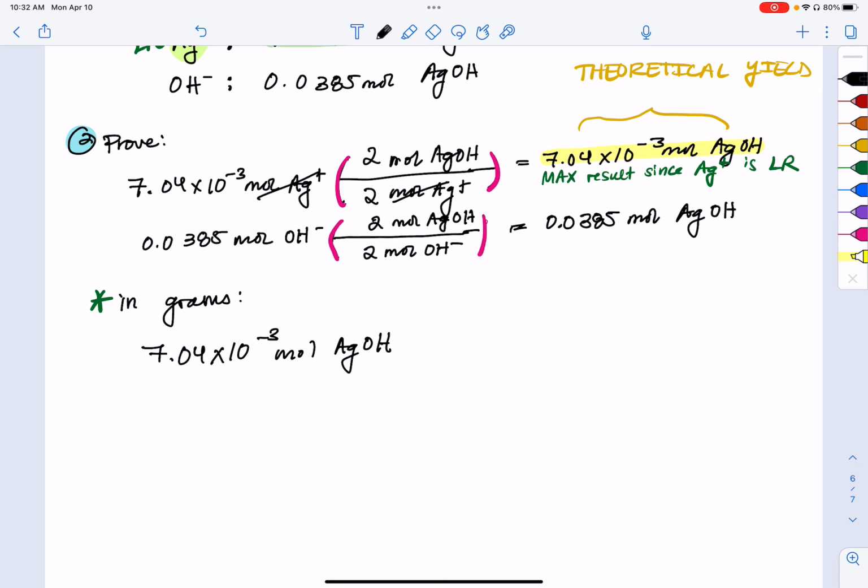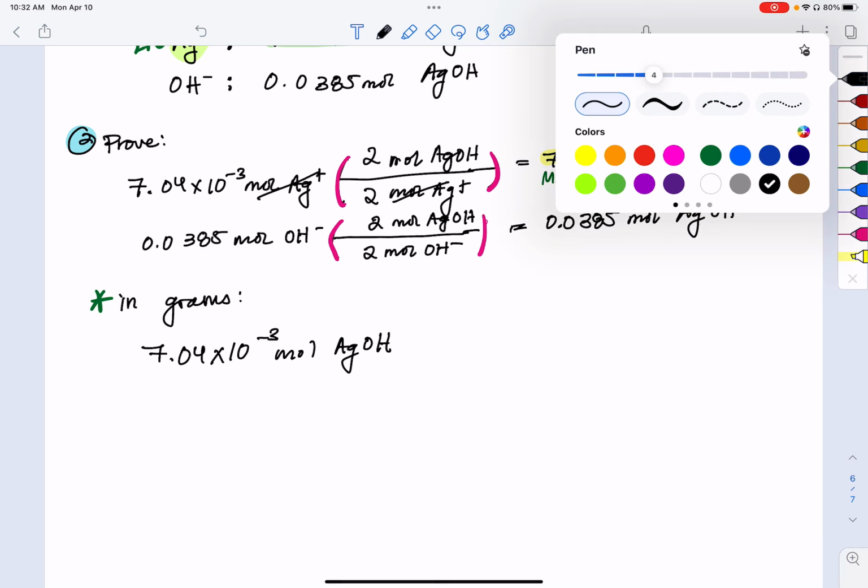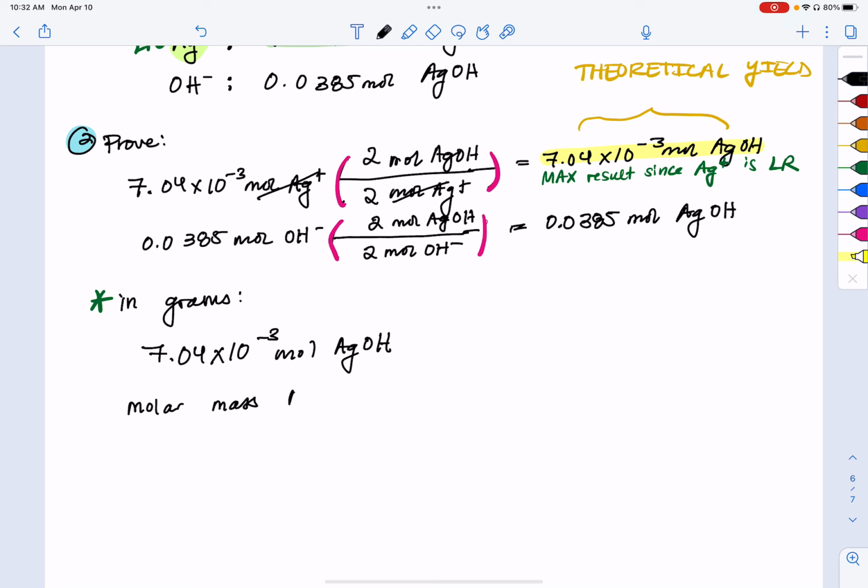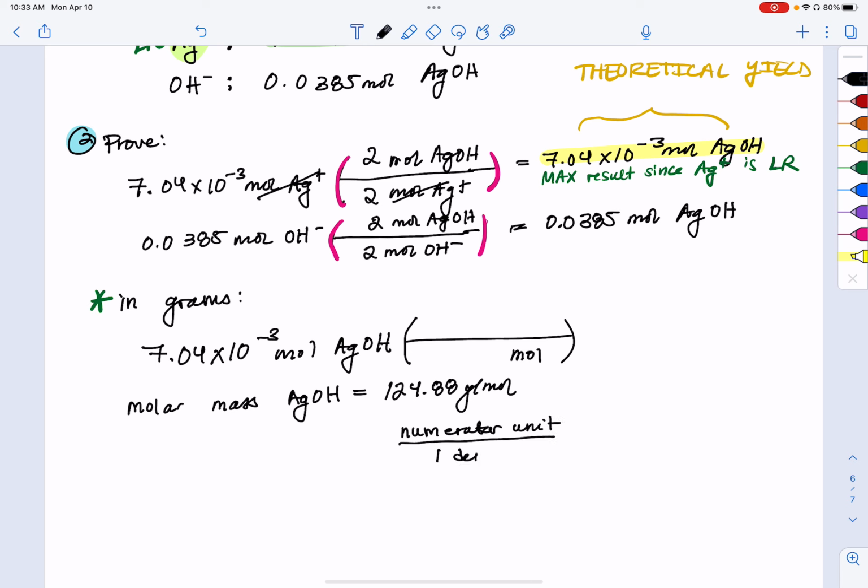of silver hydroxide. So when I do this calculation, I get that the molar mass of silver hydroxide is 124.88 grams per mole. So then this is a conversion between moles and mass, meaning I use molar mass. And let's make sure that we've got these units right. So remember, anytime you hear a per unit, it's always numerator unit per one of the denominator unit. So it's kind of the general case.